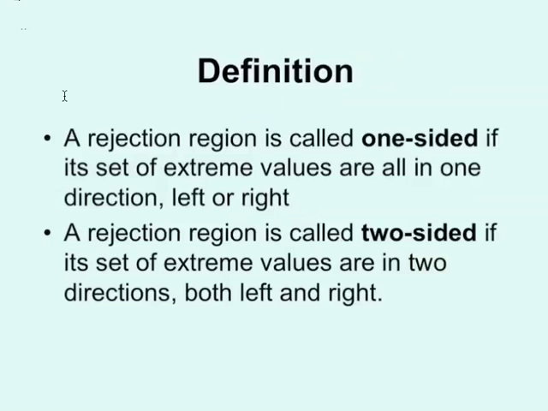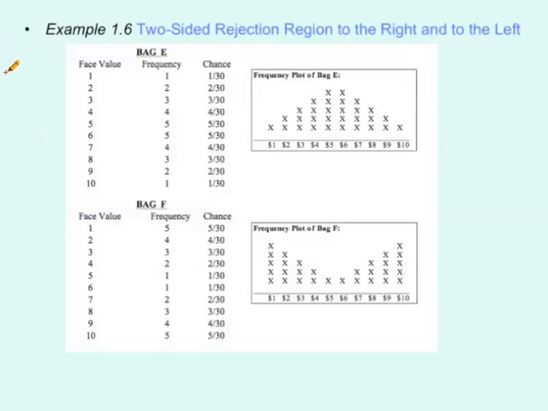Okay, well, we've been talking about rejection regions, and we've looked at a one-sided to the left and a one-sided to the right, but we haven't yet talked about a two-sided rejection region. So let's go over an example with a two-sided one. Just a quick definition to remind you: a rejection region is called one-sided if the set of extreme values is all in one direction, to the left or to the right. A rejection region is called two-sided if the set of extreme values are in two directions, both the left and the right. So let's take a look at an example where that happens.